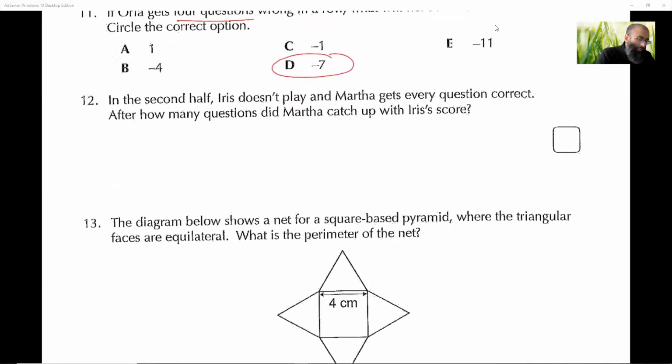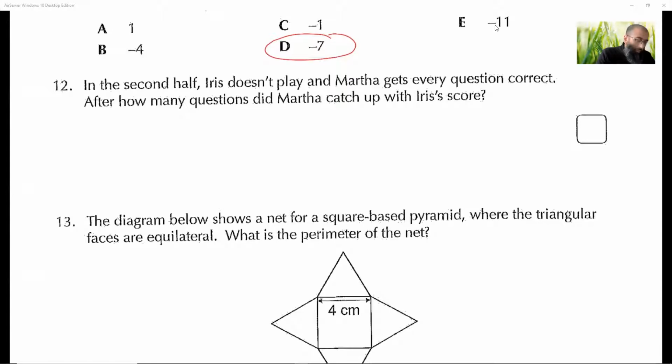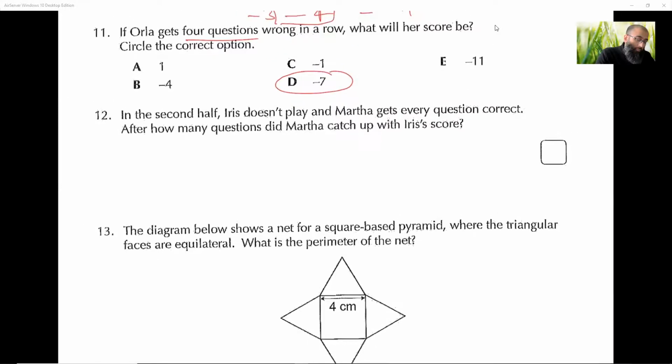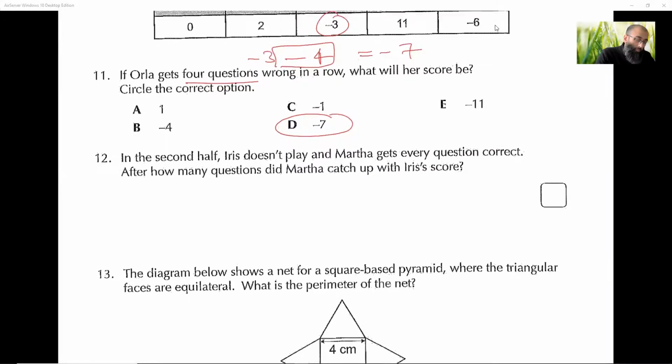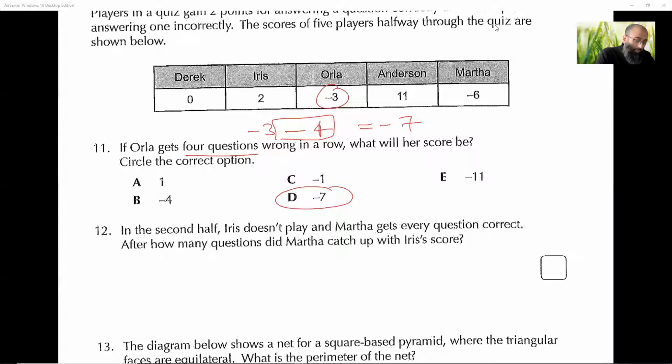Question number 12. Let's have Ibrahim read for me, please. In the second half, Iris doesn't play and Martha gets every question correct. After how many questions did Martha catch up to Iris's score? So Iris has got 2 and Martha's got -6. How many does she need to get right to catch up with Iris? She needs 8 points to catch up.